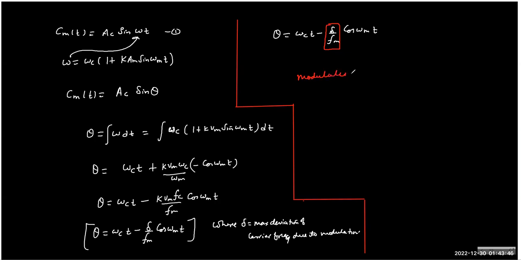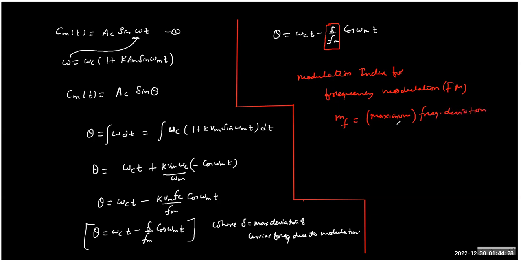Modulation index for frequency modulation. That was the modulation index for the amplitude modulation. Now we are going to learn something called modulation index for frequency modulation, FM. And how we write mf, just to distinguish. And what is the answer? Maximum frequency deviation, it is called delta, del upon modulating frequency.